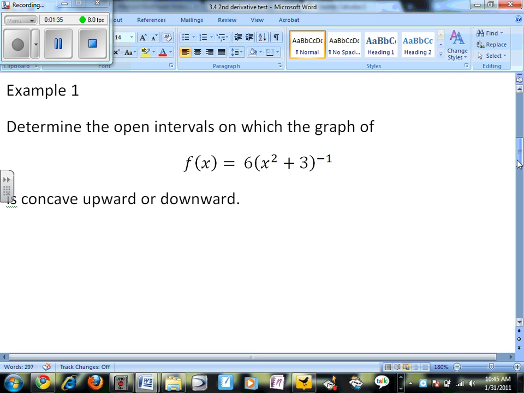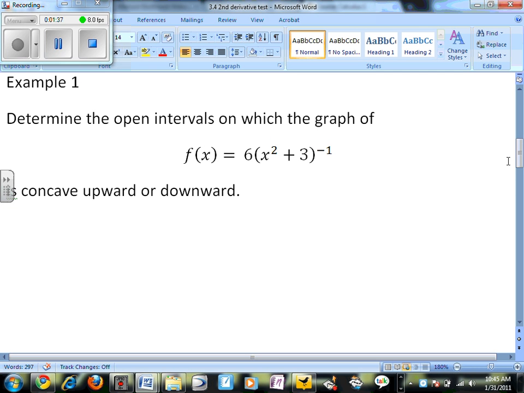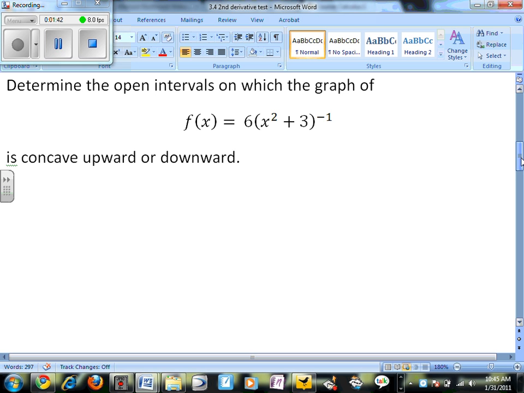much like when we're finding the critical points for finding the extrema. So here we go, example 1. Determine the open intervals for which the graph of f of x equals 6 times the quantity x squared plus 3 to the negative 1 is concave up and concave down. So we need to find the second derivative. Let's find the first derivative.